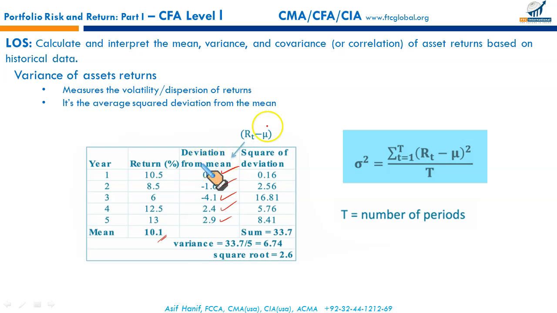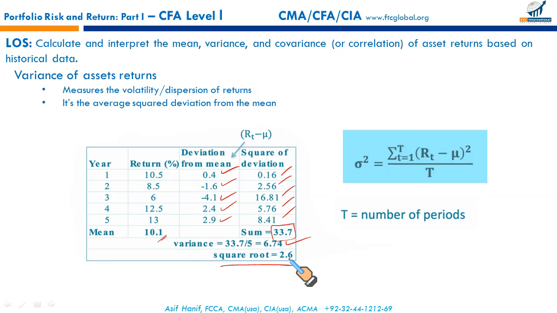These are the deviations. Deviations squared. You take the square of these, you get the sum, that is 30.7, and simply divide the squared deviations by the number of returns, that is 5, giving 6.74. This is what you call variance. And if you take the square root of this, it becomes the standard deviation, the most widely used measure of volatility.